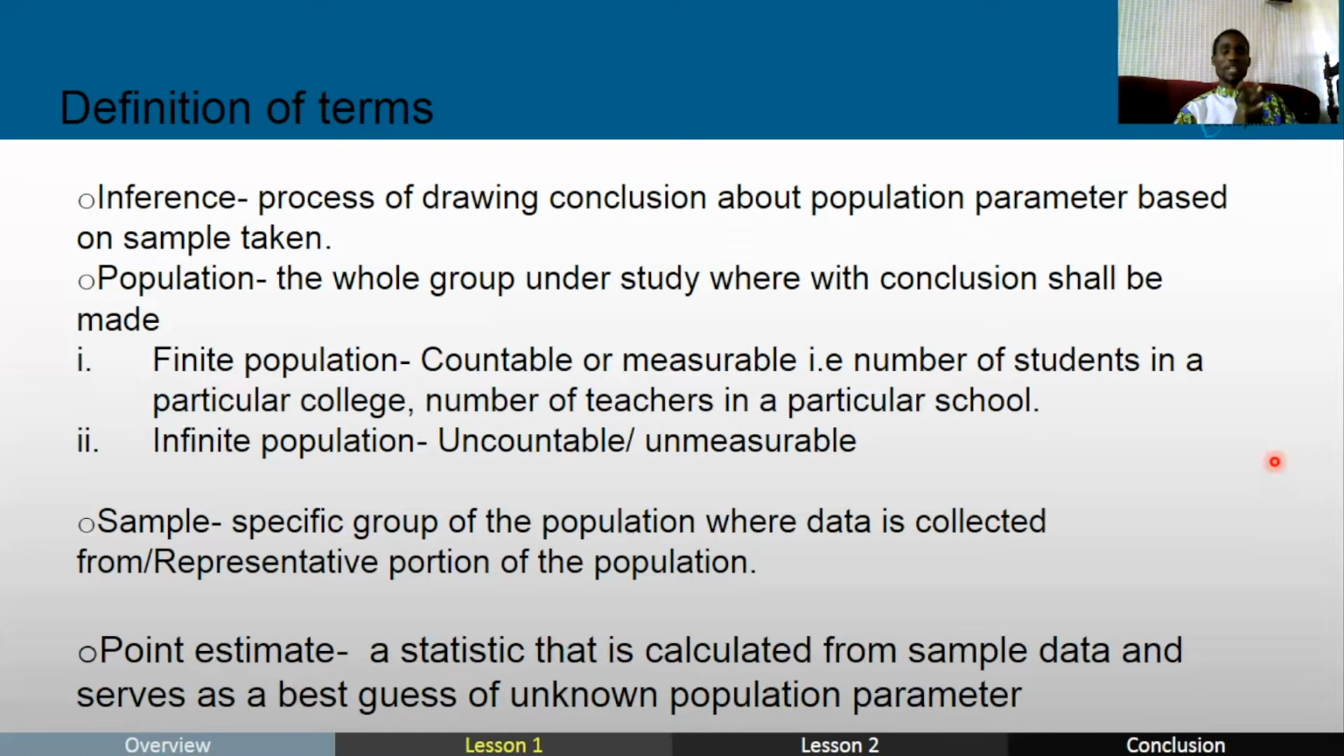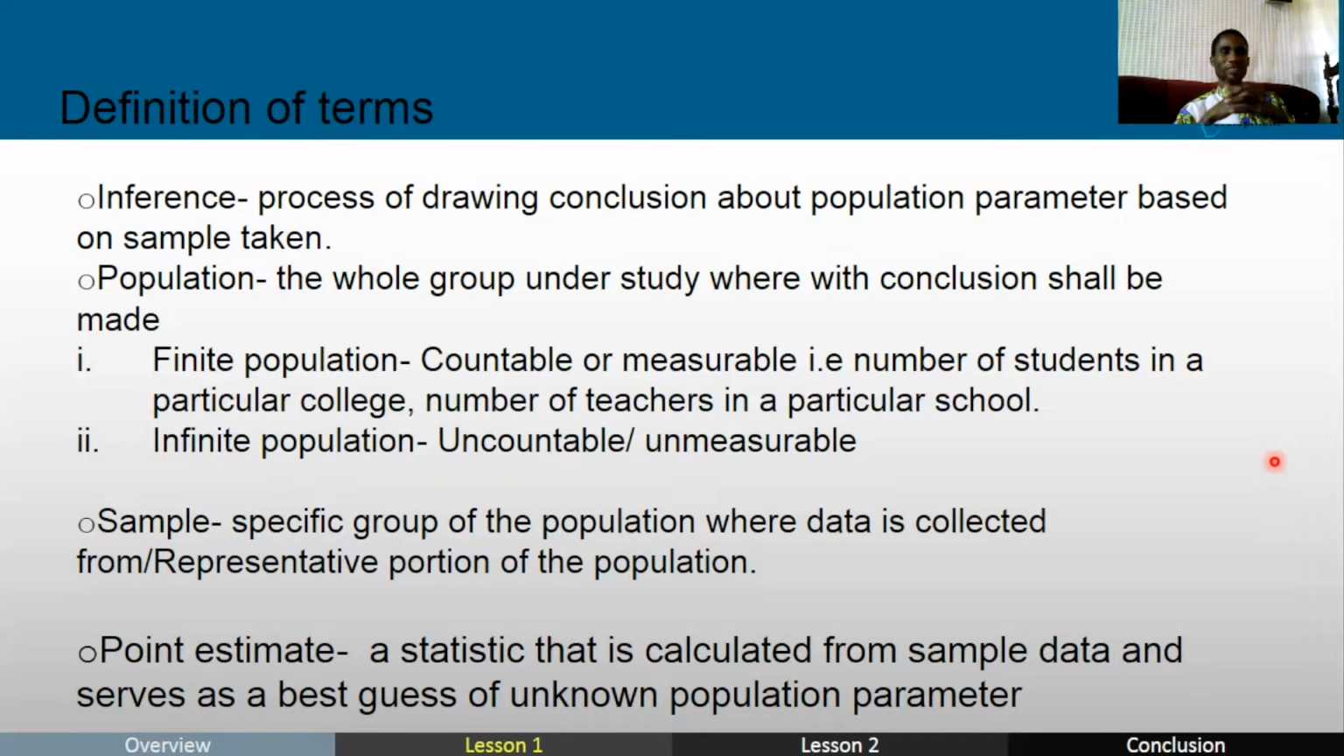Another term you should be aware of is a sample. What do we mean when we talk about a sample? A sample is a specific group of the population where data is collected from, or a representative portion of the population. For example, when you are carrying out a study on the students in a particular college, depending on the type of study, you won't be able to collect data from every student. You will take a specific number from that college. That number we take from that college is what we call a sample.